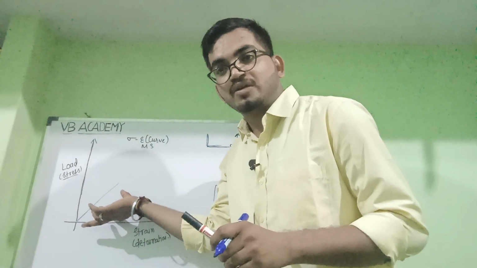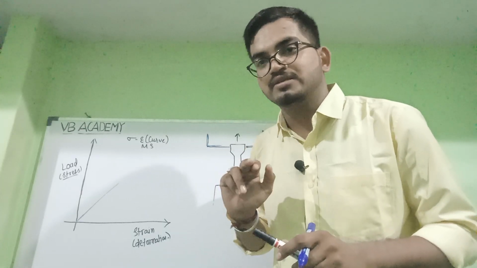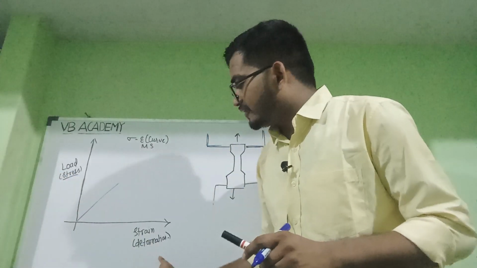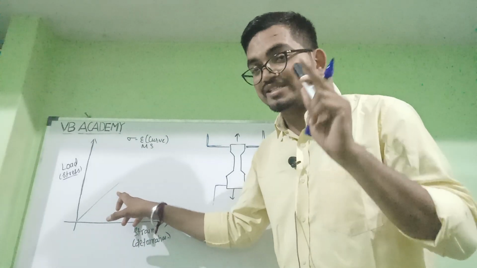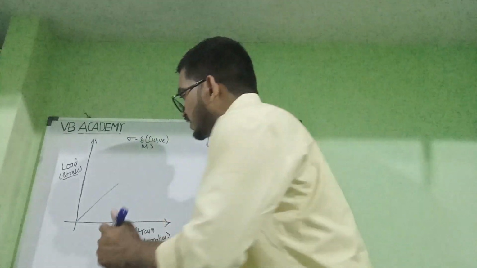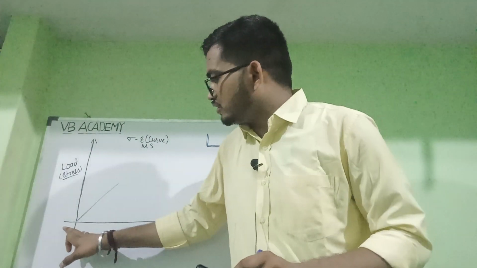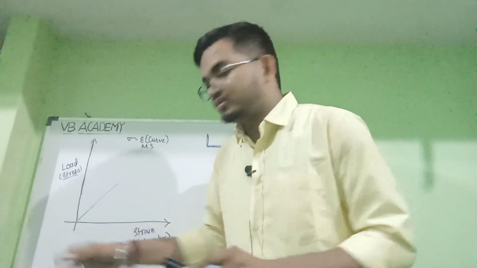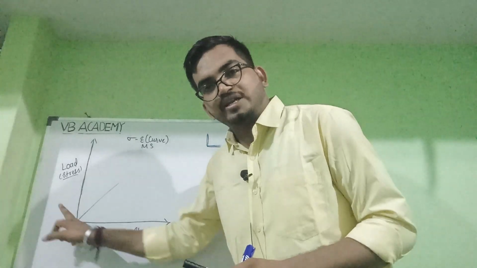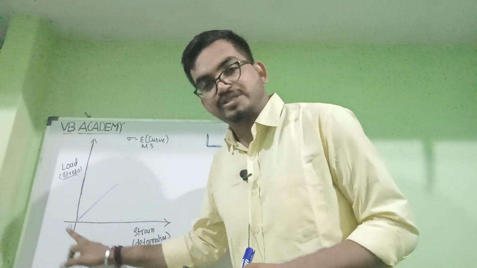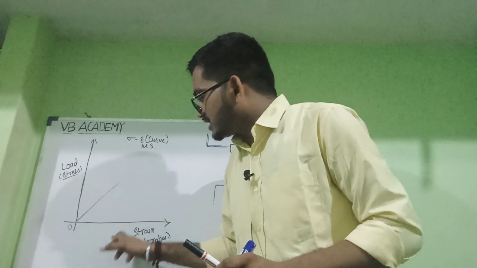Linear means a linear relation comes between any two parameters. Here we have the load and here we have the deformation. The relation is linear, meaning there is a proportionality. When the load is 0, the strain is also 0. This is the origin. As the load is increasing, the strain is increasing.